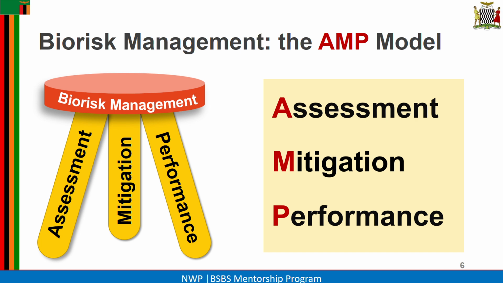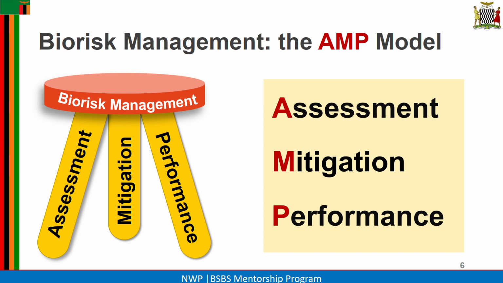But let's look at it this way. The assessment, mitigation, and performance are what support your biorisk management system. So this biorisk management system sits on top of the three legs of this stool. Now imagine if one of the legs goes missing or is removed. It means that your biorisk management system cannot sit anymore, and therefore it will not balance, and it will fall. Or if you sit on a stool which has two legs, you will not be able to balance and you would fall.